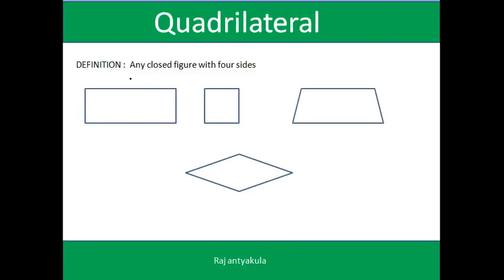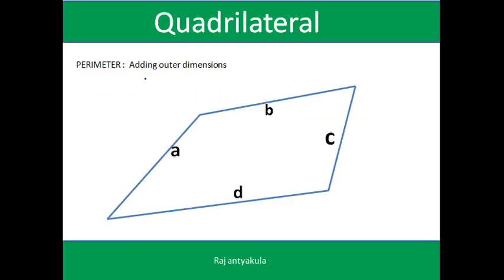First, what is meant by quadrilateral? See, any closed figure with 4 sides we call it as a quadrilateral. So 1, 2, 3, 4. So this is a closed figure with 4 sides. So quadrilateral. This is also quadrilateral. This is also quadrilateral, and this is also quadrilateral. Okay. Now we will see what are the things that they ask in quadrilaterals.